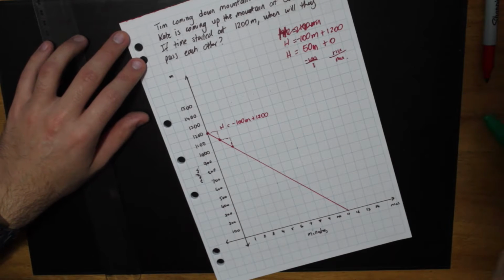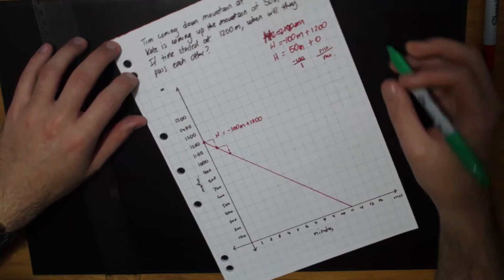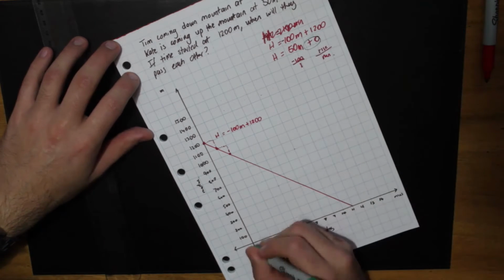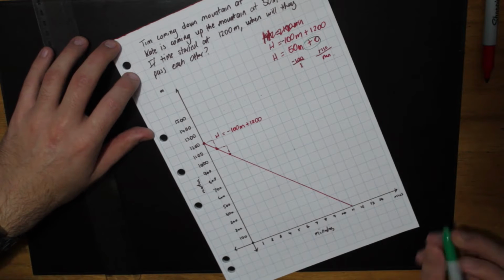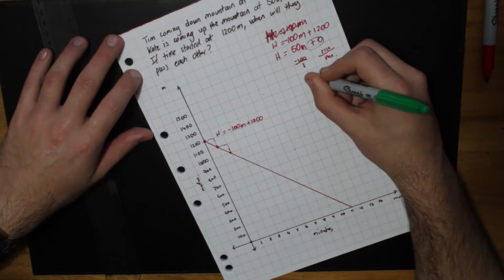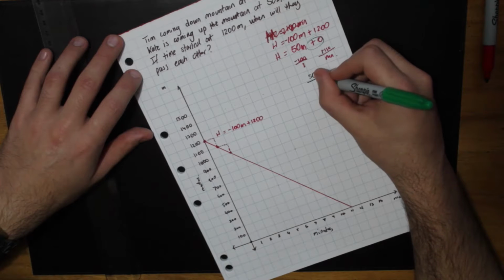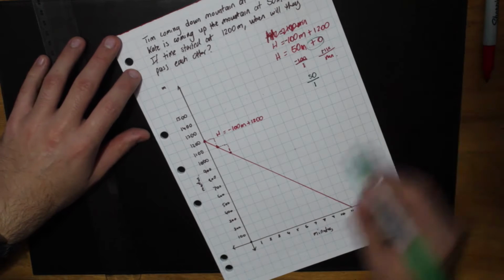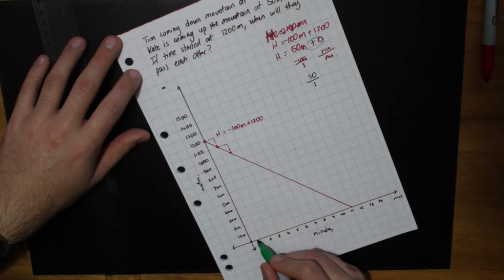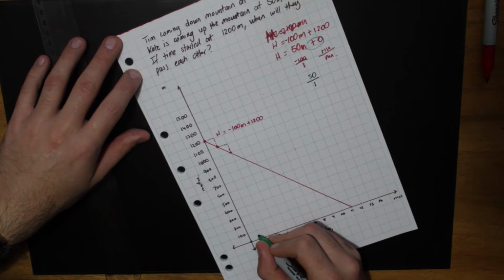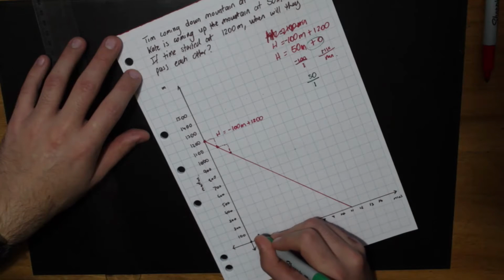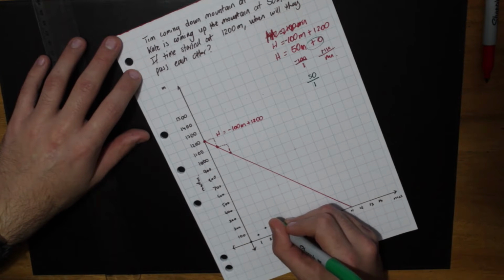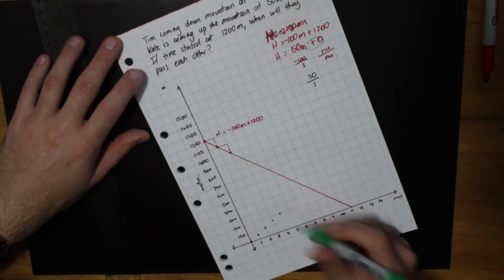Now let's plot Kate. So Kate is going to be, we can see here, she starts at 0 because she hasn't gone up the mountain yet. And she's going up, using our rise over run, 50 meters every 1 minute. So starting from here, for every 1 minute we need to go up 50 meters. Every 1 minute, up 50 meters.